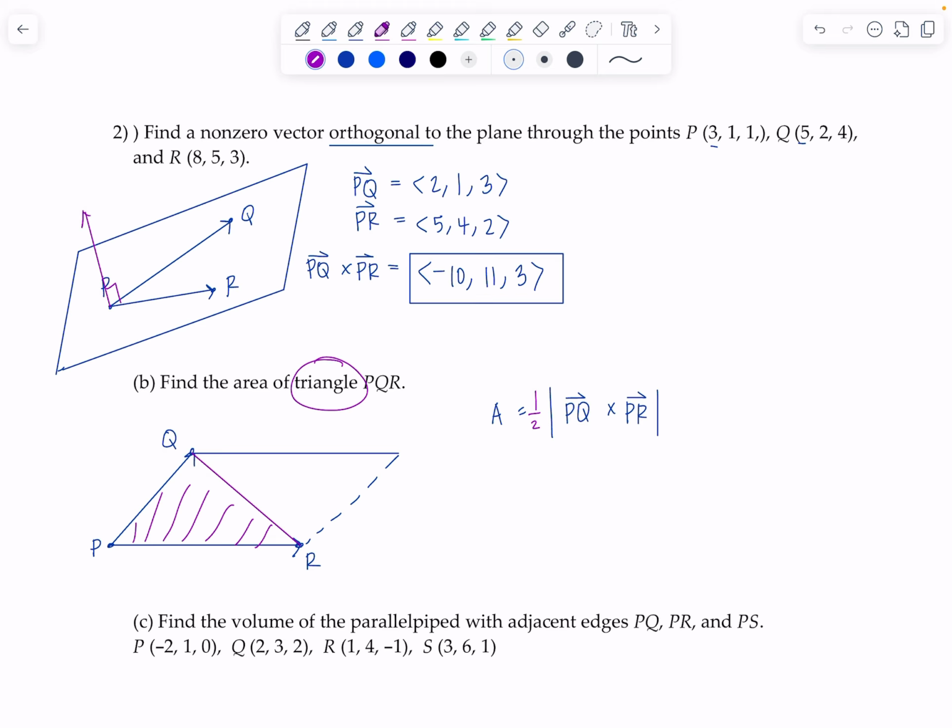Okay, so then I just need to find half the magnitude of this vector that we have from part A. So that's going to be 1/2 times the square root of 100 plus 121 plus 9. So that's 1/2 square root 230, which doesn't simplify, so let's just leave it. Root 230 over 2. Okay, beautiful.